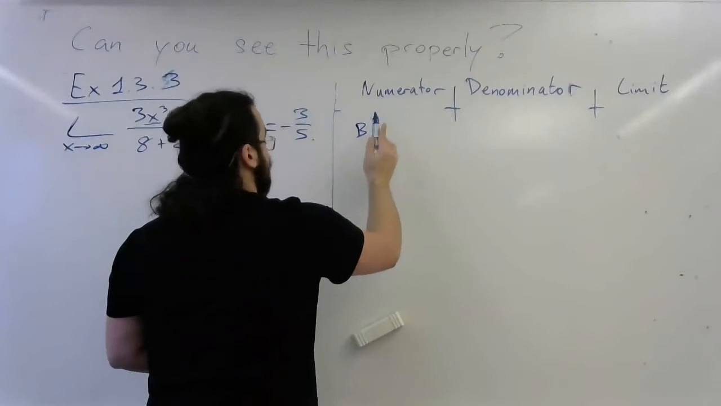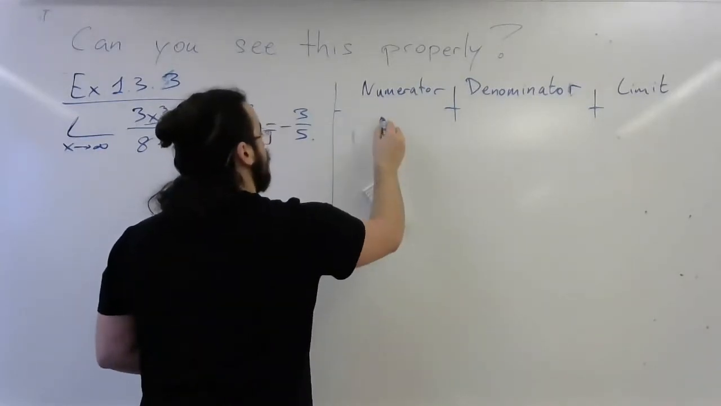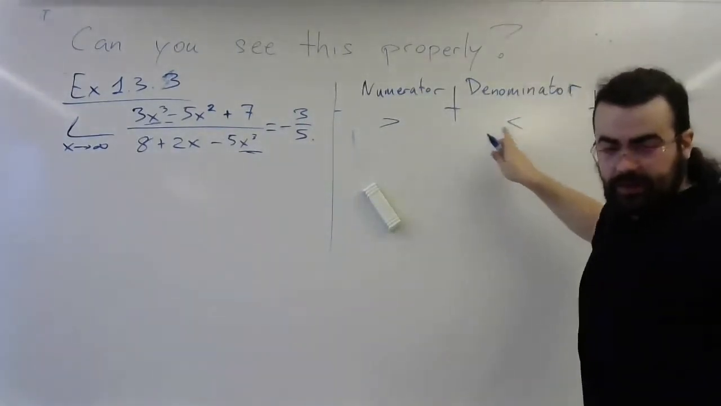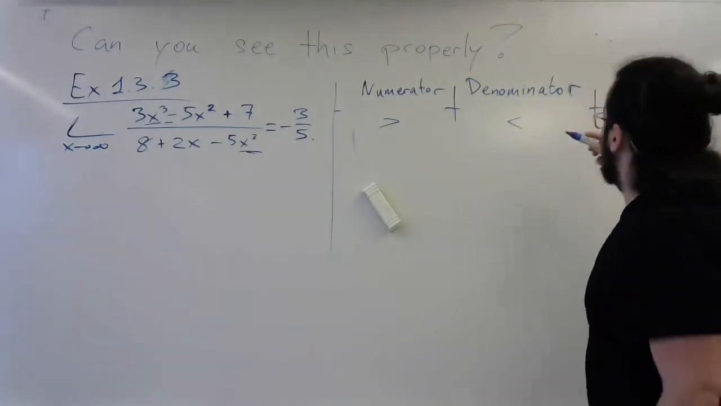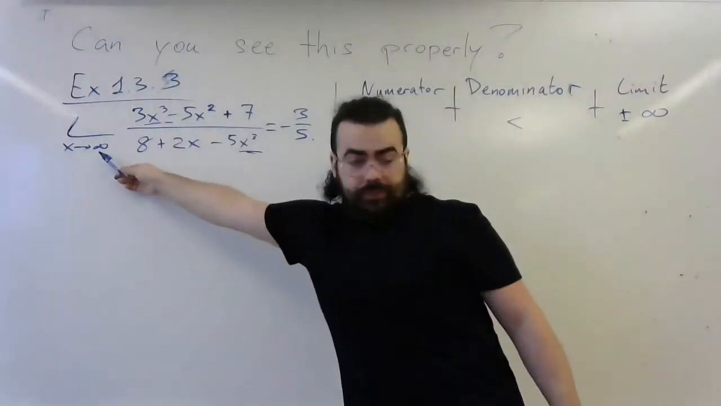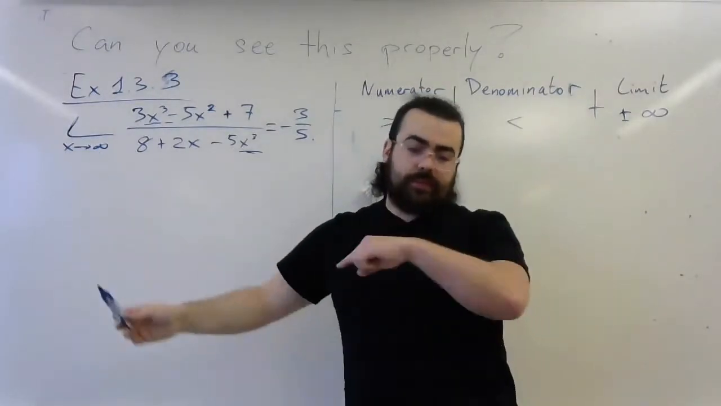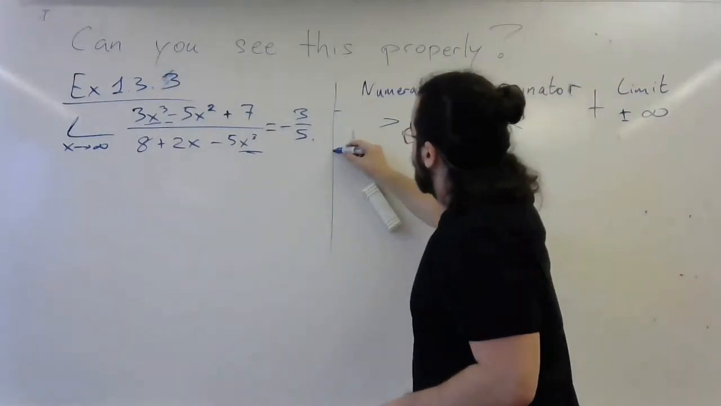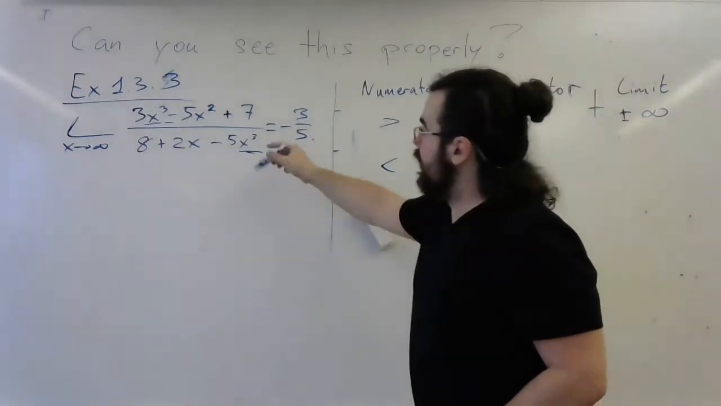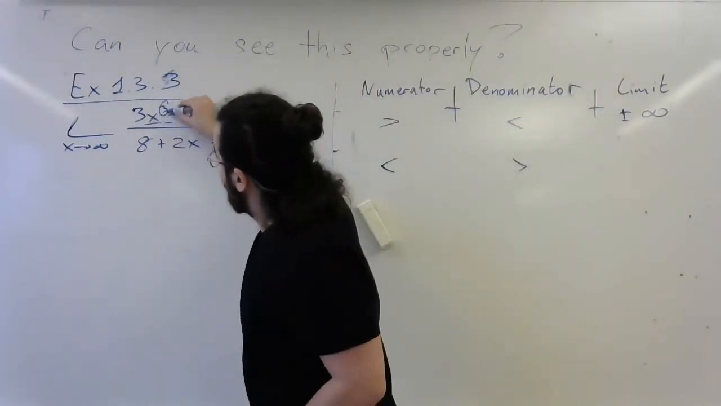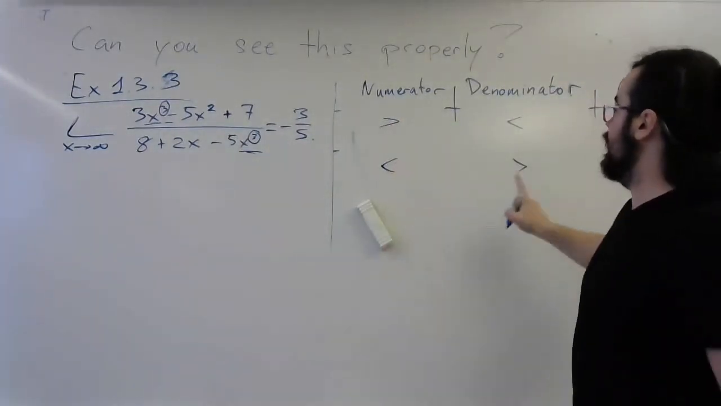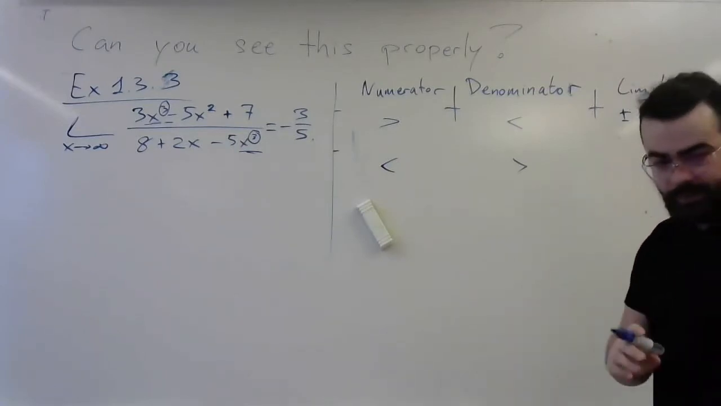Numerator. If the numerator is greater than the denominator, the limit is plus or minus infinity, depending on what we have here. If x tends to minus infinity, well, we put a negative sign. If the numerator is smaller and the denominator is bigger, and remember we always look at that degree, the limit is 0.